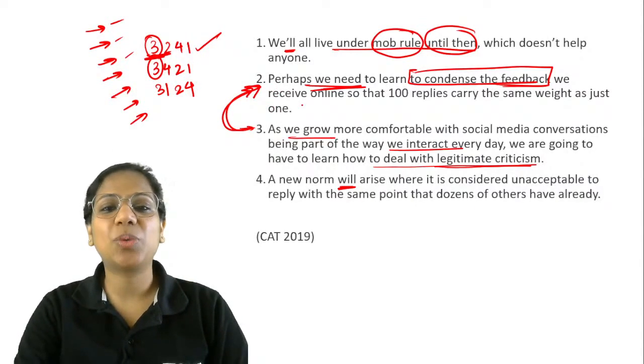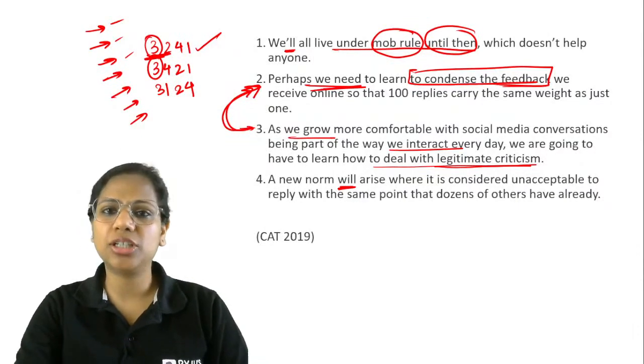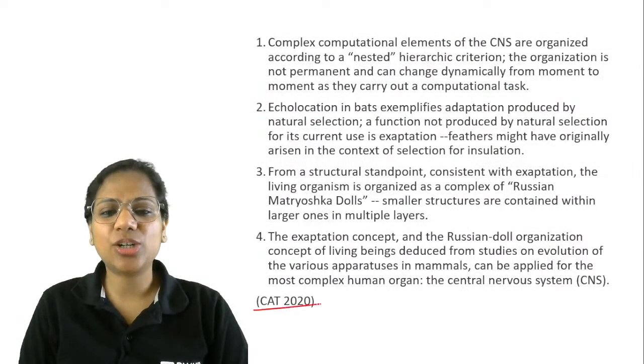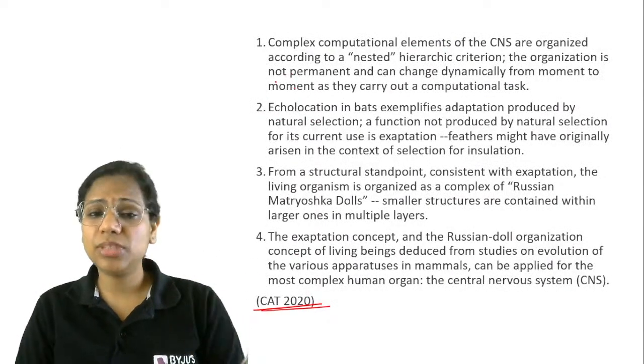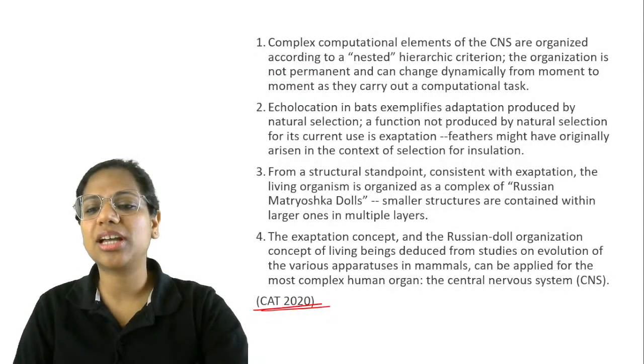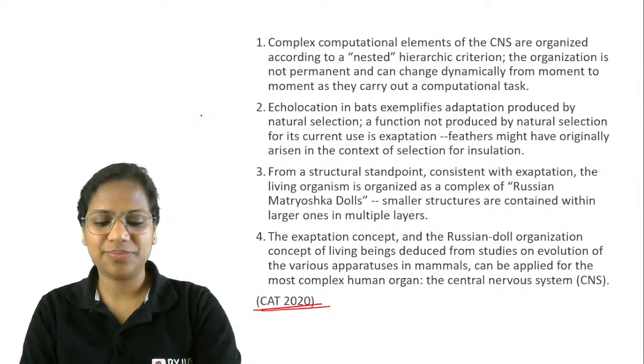Okay. So this was a CAT 2019 question. I would not call this a very difficult question. Okay. Now, let's see a CAT 2020 question. Lengthier sentences, but again you can make connections. So let's see what the answer should be. Yes, again I'm timing you here.